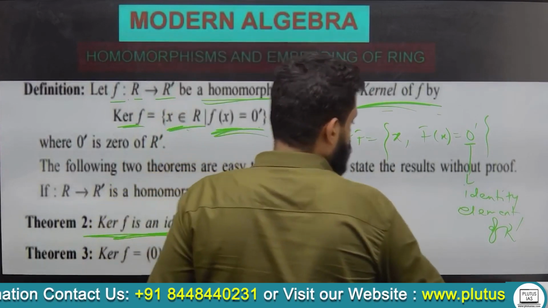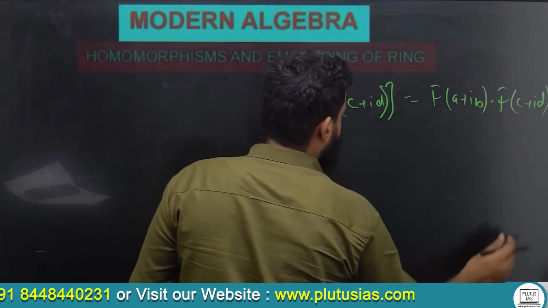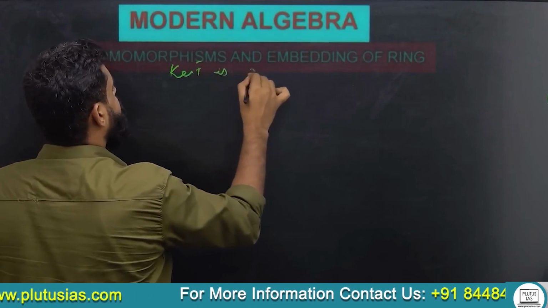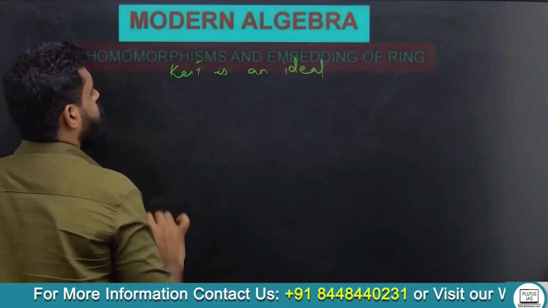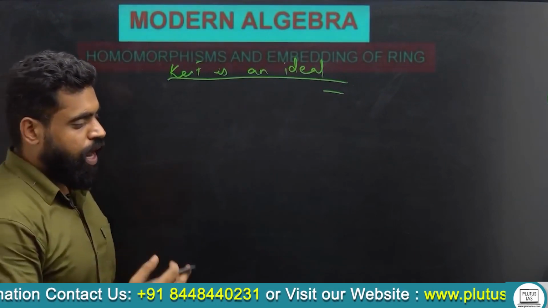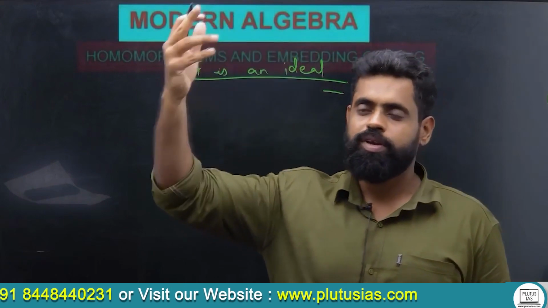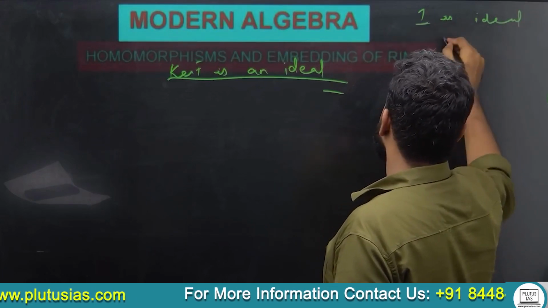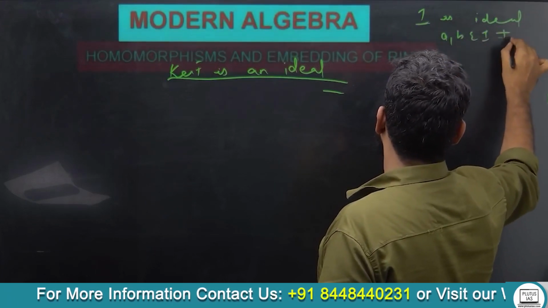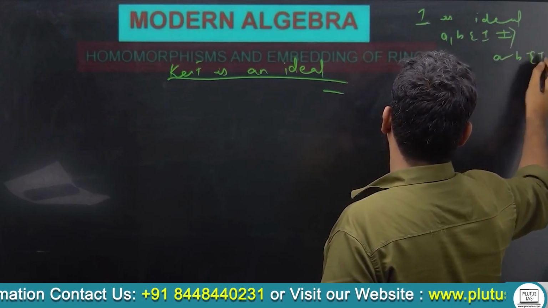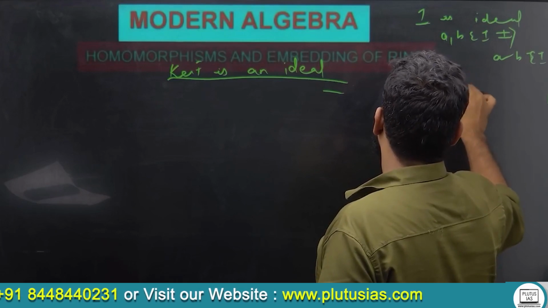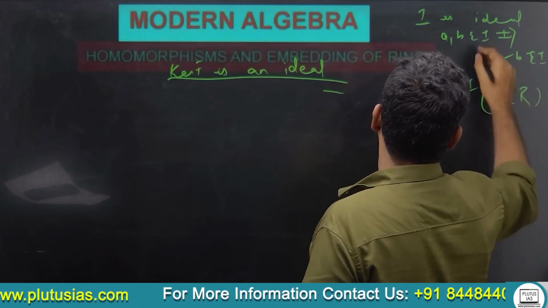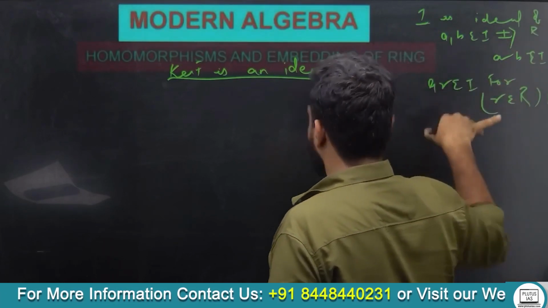So what do we have to do? We have to prove that the kernel of f is an ideal. For an ideal, let's get back to basics. What do we understand? I is an ideal if it satisfies two properties: if a, b belong to I, then a minus b belongs to I, and another property is that a r belongs to I for r belonging to the parent ring R. I is an ideal of R if these two properties hold.